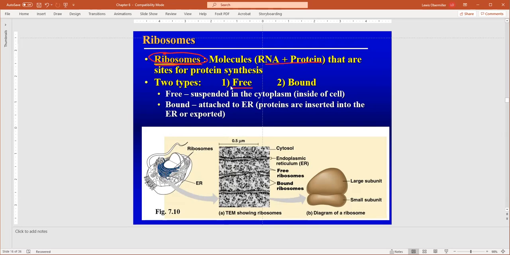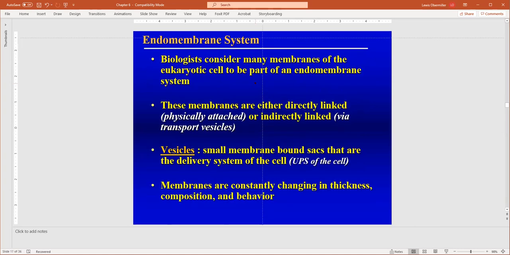So we talked about ribosomes. There's 2 kinds. We have free and bound ribosomes. Remember, the free ones are in the cytoplasm, and they make things for inside the cell. The bound ones are attached to the endoplasmic reticulum, and those make things that are going to be exported from the cell. We talked about that in lecture. Remember, the things that move between the different organelles are called vesicles. They're kind of like a UPS truck.